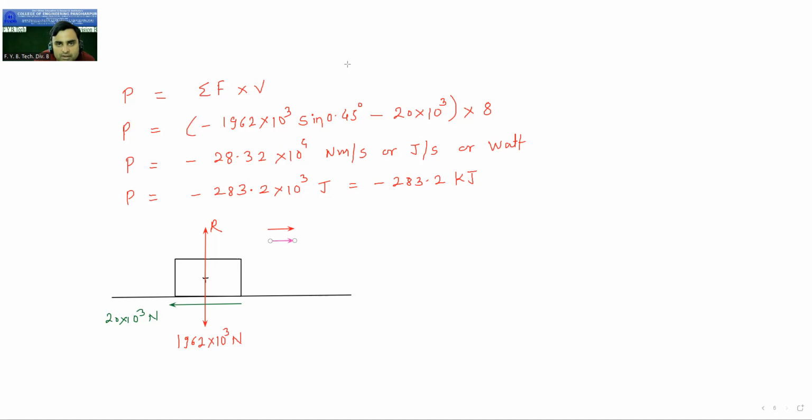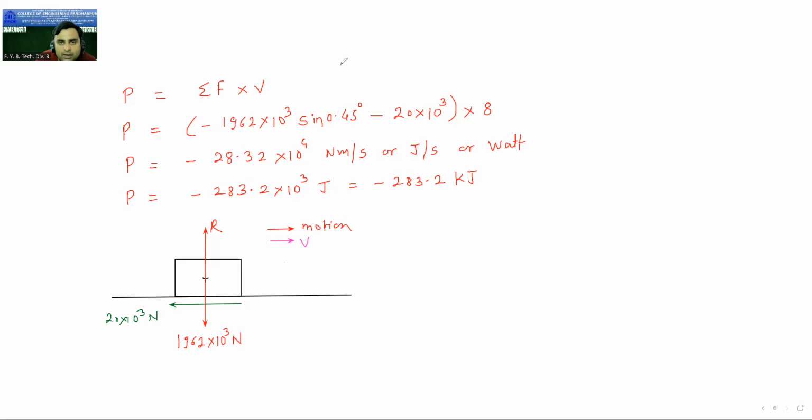In whichever direction the motion is, the velocity direction will be the same. So this is velocity, direction of the velocity in the direction of motion. Here the frictional force we have shown in this direction.